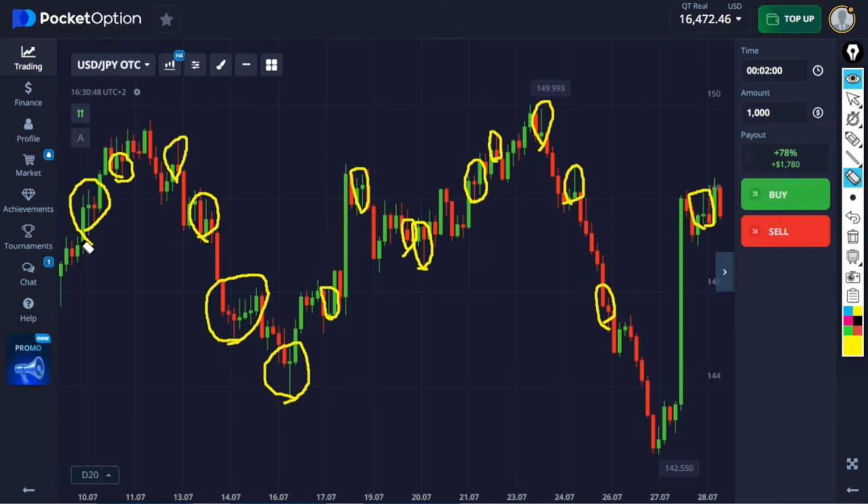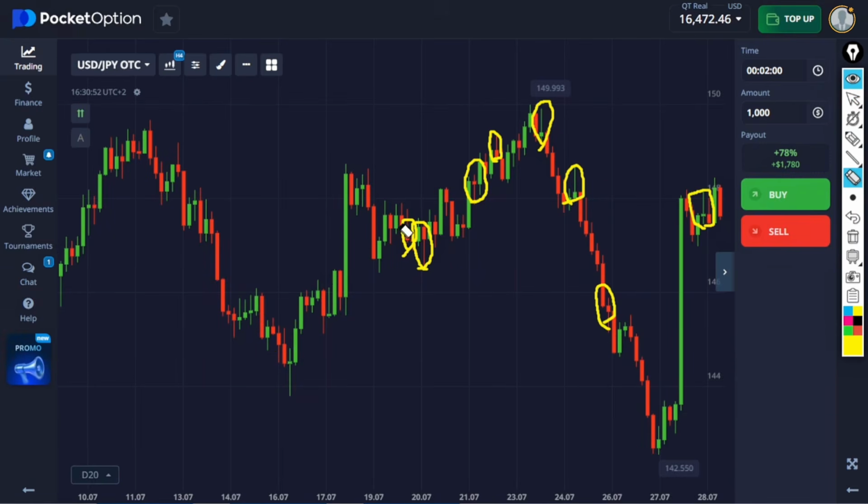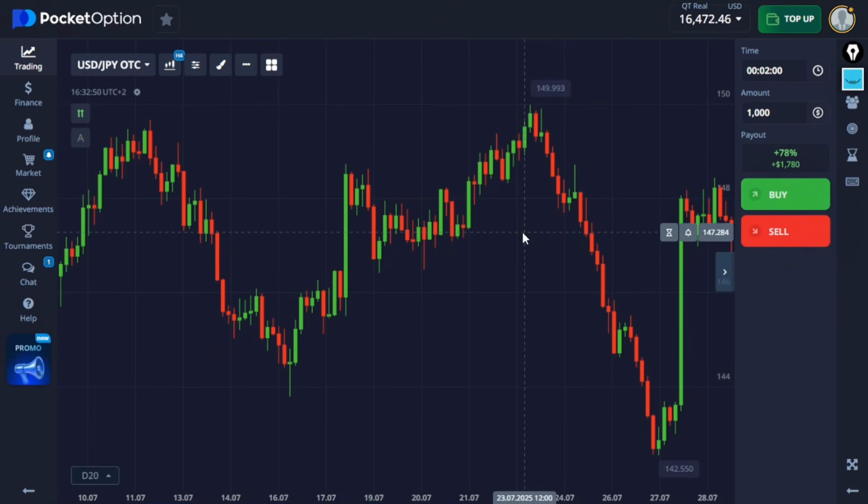But the point I'm trying to make here, people, is that you can identify rejection candles on all assets and on any time frame, ranging from the 5-second time frame all the way up to the daily time frame. Keep in mind, the higher the time frame, the stronger and the more significant the rejection candle. For example, a rejection candle on the daily time frame is a lot stronger and more significant than a rejection candle on the 5-second time frame. So just be wary of that.